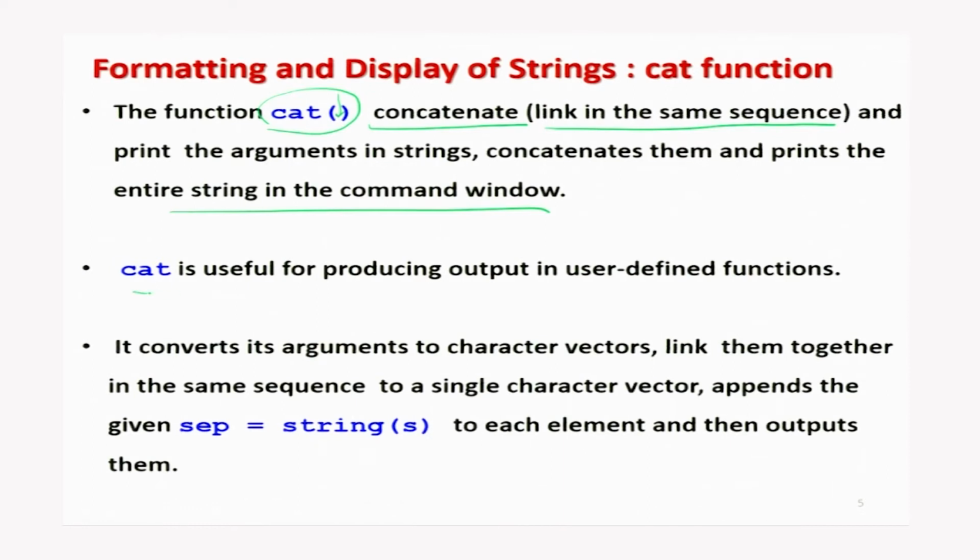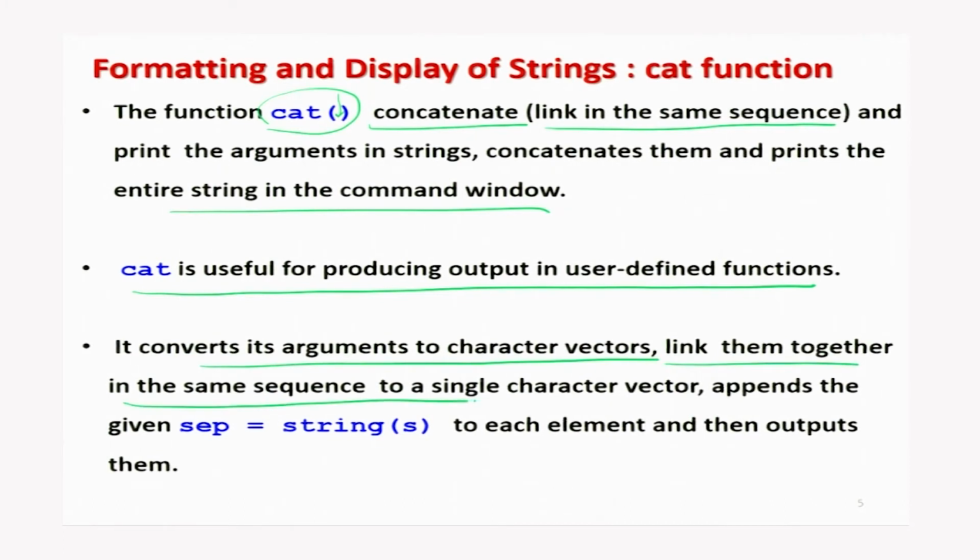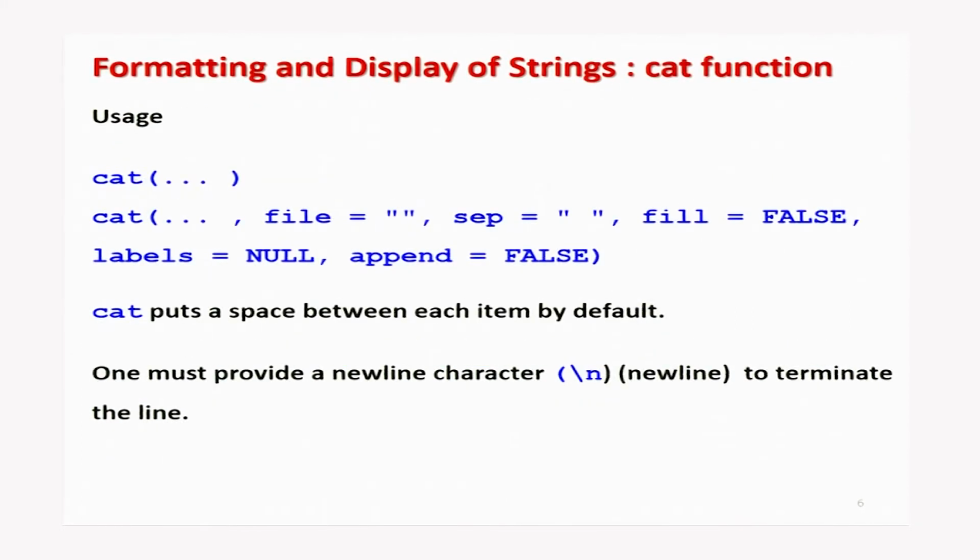And this cat is quite useful when we want to produce the output in a user defined function in a user friendly way, right? Actually what it does, it converts its argument to a character vector, then links them together in the same sequence to a single character vector. And in case you use an option like SEP, then it will append the given separator, which is obtained through SEP, to each of the elements and then output it. What does this mean? I will try to show you with an example.